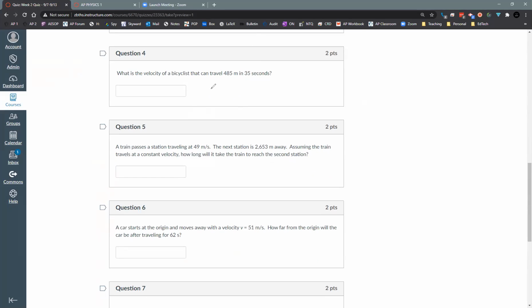All right, question 4. What is the velocity of a bicyclist that can travel 485 meters in 35 seconds? Again, we're dealing with delta x equals vt. So they're traveling 485 meters in 35 seconds. Again, your numbers may vary. We divide the 35 over, and 485 divided by 35 should give you 13.86 meters per second. But once again, please remember that these numbers will differ. It's just dividing one number by the other, essentially, that you're doing there.